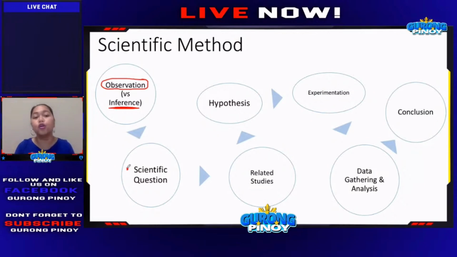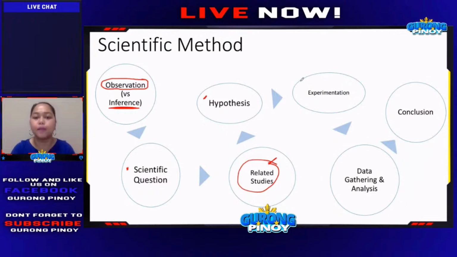Now, before you go to your hypothesis, usually you'd look for related studies, some relevant information that you can find. You conduct some very short research for you to be able to come up with your next step, which is the hypothesis. Now, we all know that the hypothesis is an educated guess. This usually is what we think would be the answer to our scientific question. So that's your hypothesis.